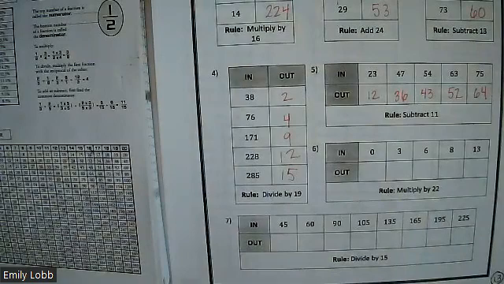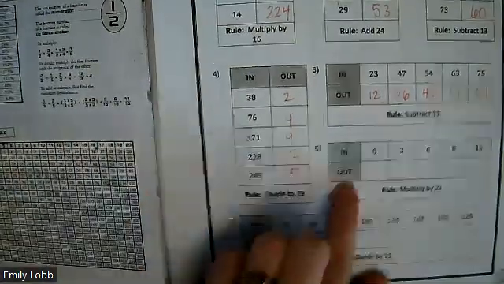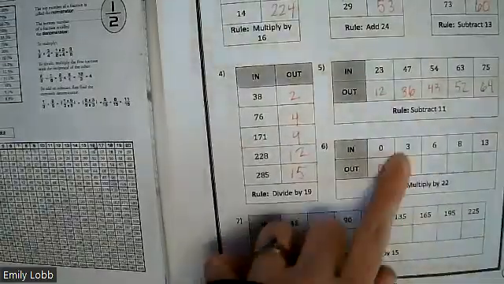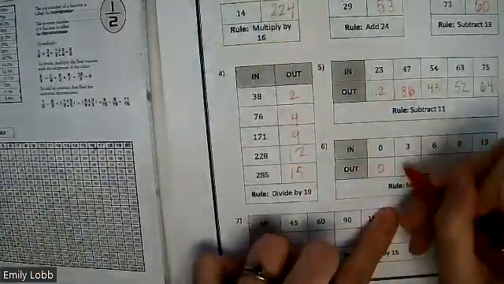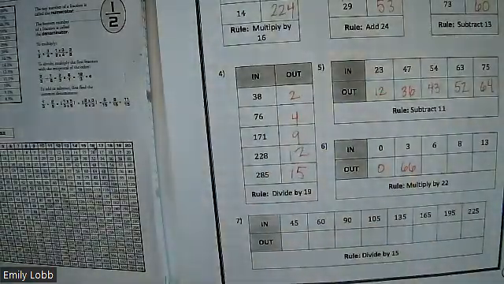Now we have to multiply by 22. So 22 is not on our planner. Our planner only goes up to 20. So 0 times 22, hopefully we know that is 0. 3 times 22 we know is 66. And from there on, you may want to use your calculator.